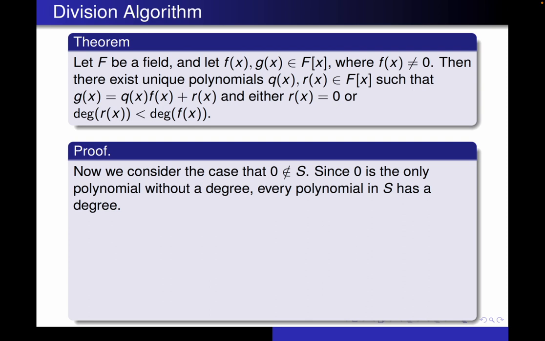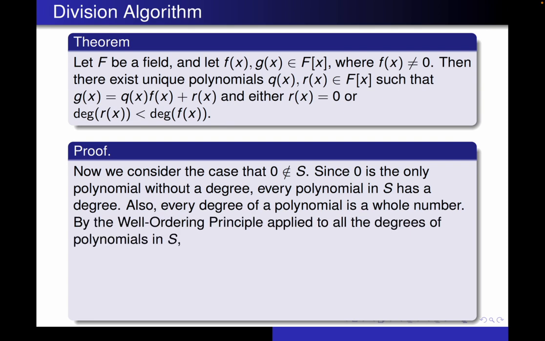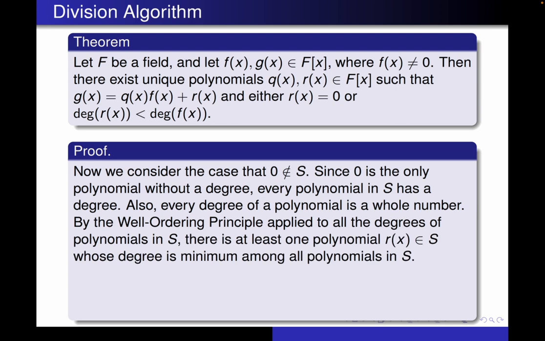In particular, that means every polynomial in S has a degree of 0 or more. And not only that, but the degree of the polynomial is a whole number. That means we can use the well-ordering principle not on the polynomials themselves, but on the degrees of all the polynomials. If we look at all the possible degrees, there has to be a least element in there, which means there has to be at least one polynomial r(x) whose degree is minimum among all the polynomials in S. So it has the least degree among all the other remainders.